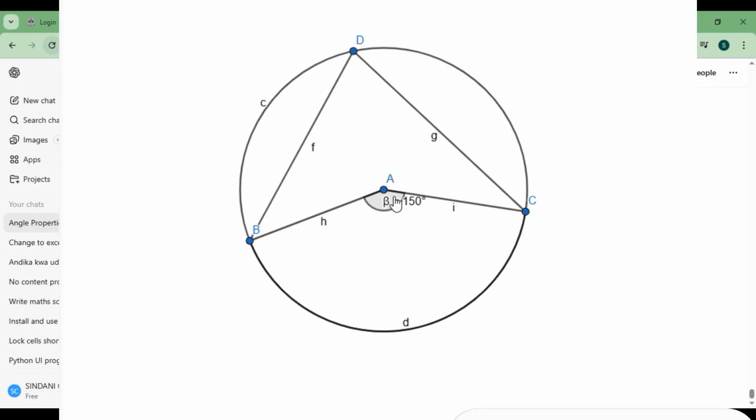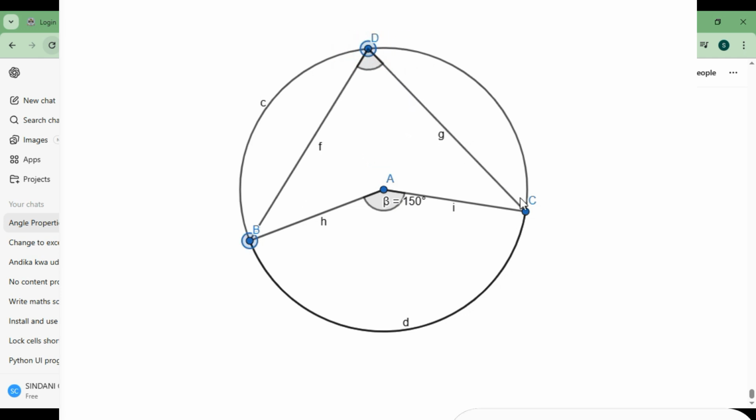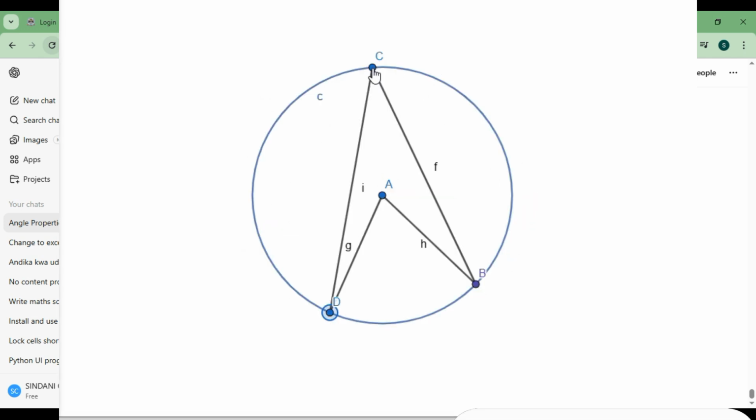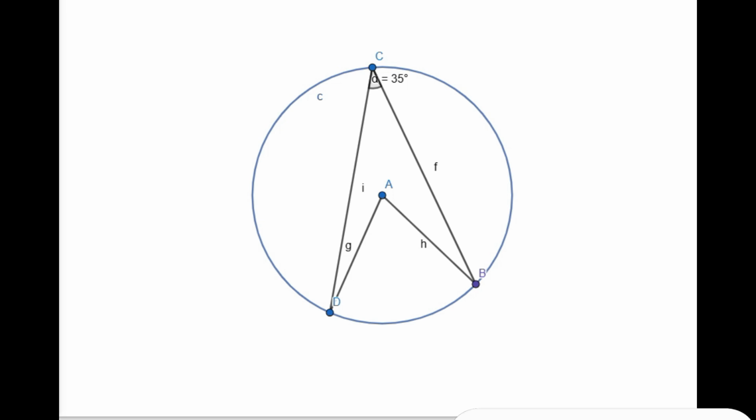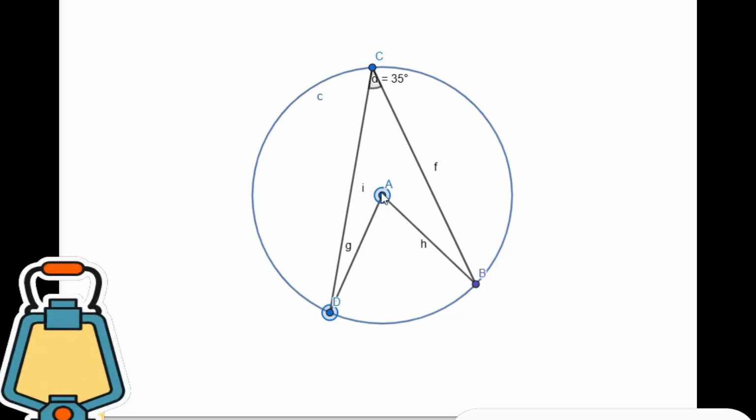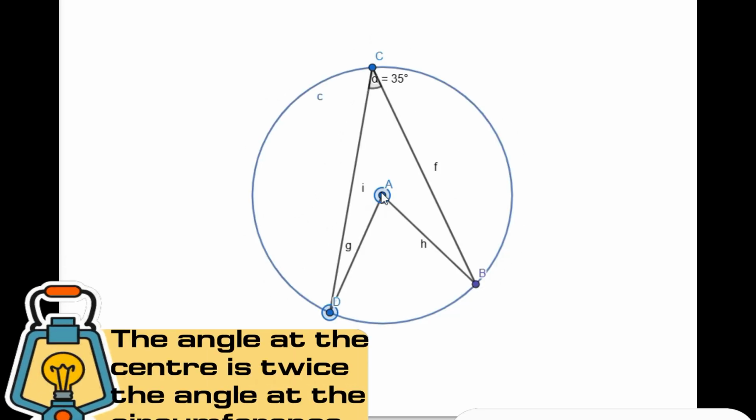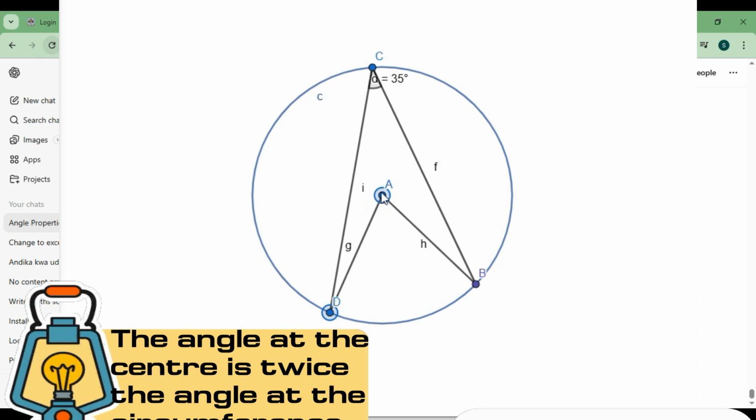When an angle is formed at the center of a circle, it is always twice the angle formed at the circumference, provided both angles subtend the same arc. This means the angle at the center is equal to 2 times the angle at the circumference. If the angle at the circumference is 35 degrees, what will be the angle at the center? The angle at the center will be 70 degrees.